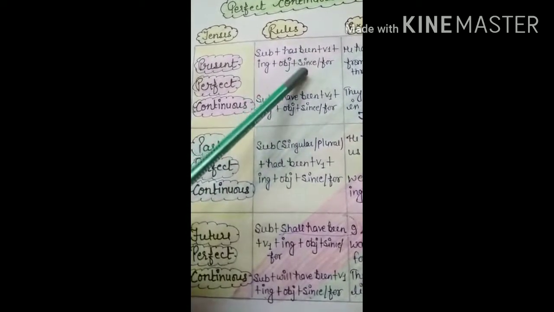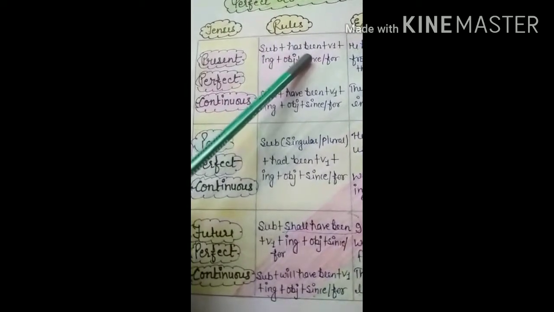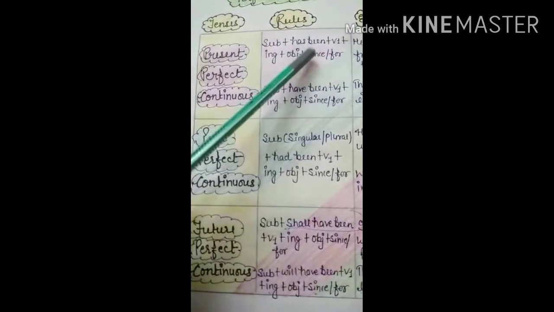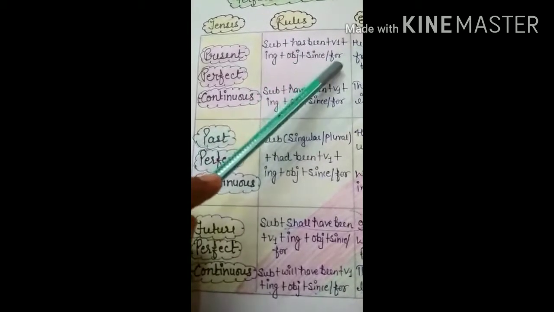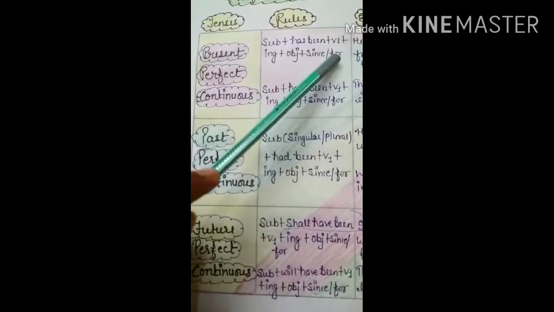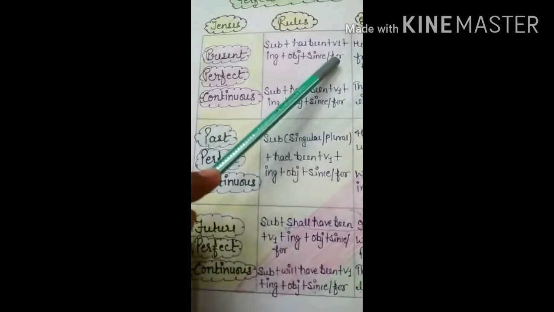Students, there is one thing to remember. Since is used with the point of time, and for is used with the period of time.